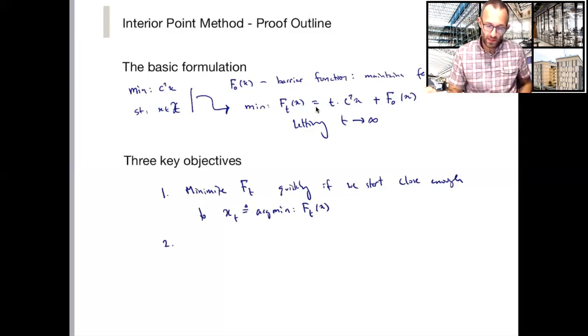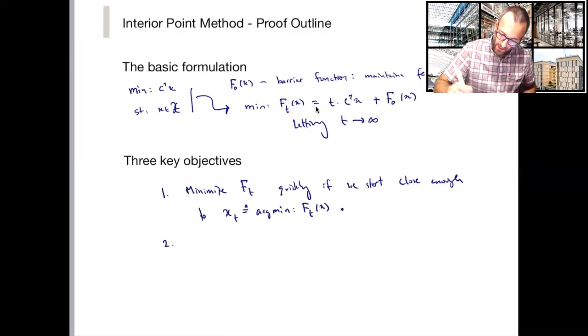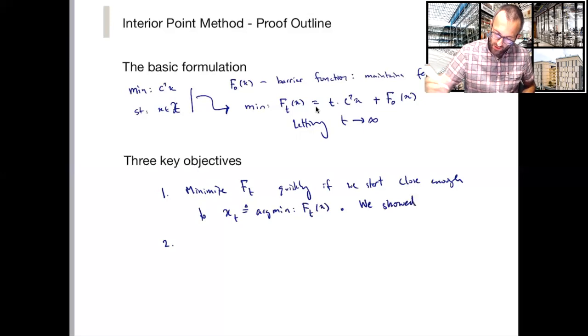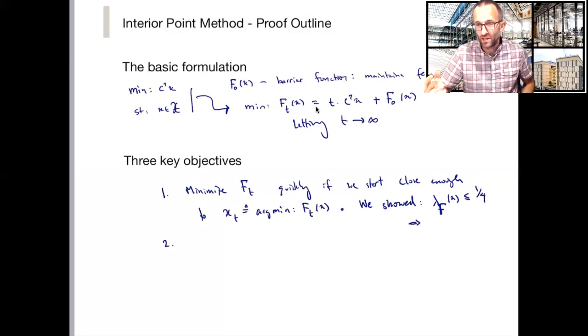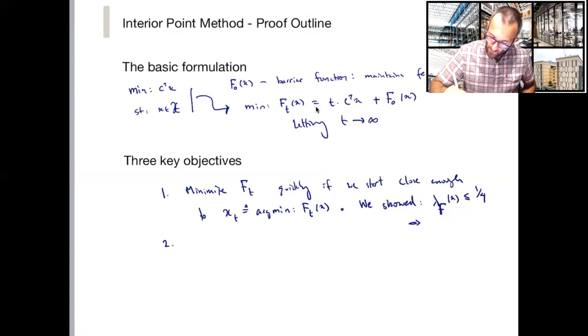Secondly, and this we did last time, we showed that if lambda f of x is less than 1/4, then we have, actually we didn't show this, we mentioned, quadratic convergence.